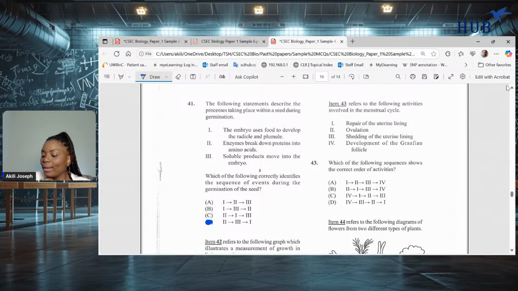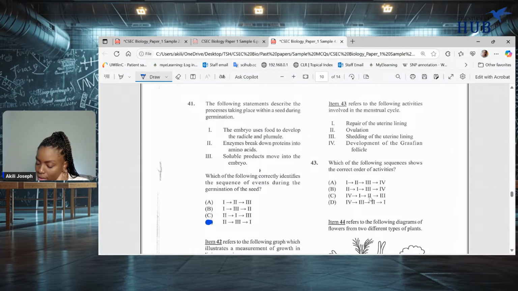Item 43 refers to the following activities involved in the menstrual cycle. You have repair of the uterine lining, ovulation, shedding of the uterine lining, and development of the Graafian follicle. What is the order in which you're going to have these things happening? So we seem to be between C and D. So let's see what C is saying. That 4, we have development of the Graafian follicle. Then we would have repair of the uterine lining.